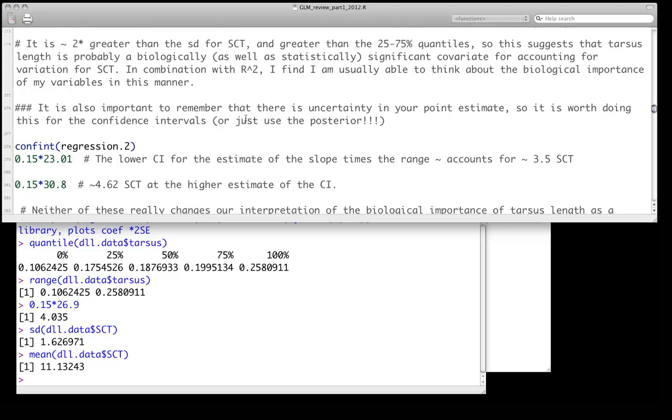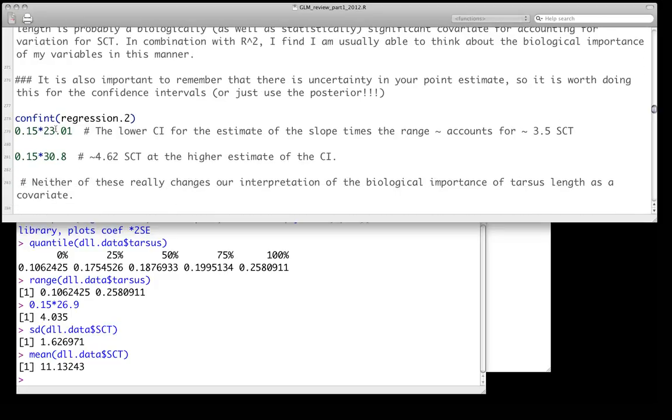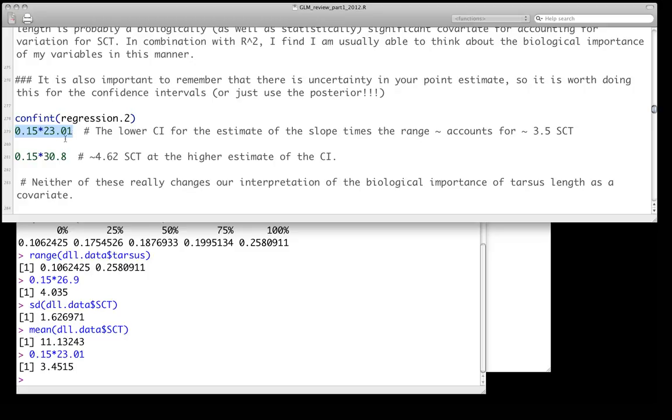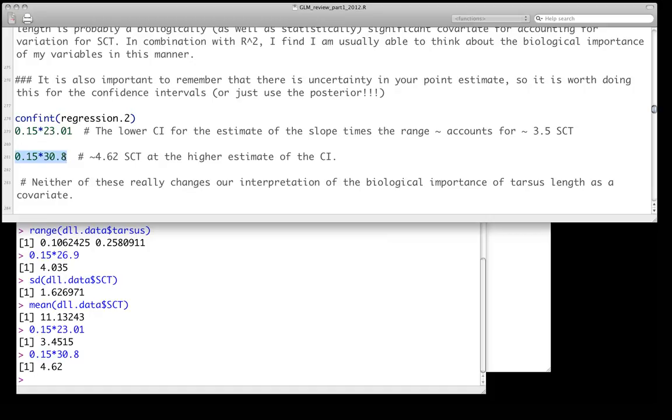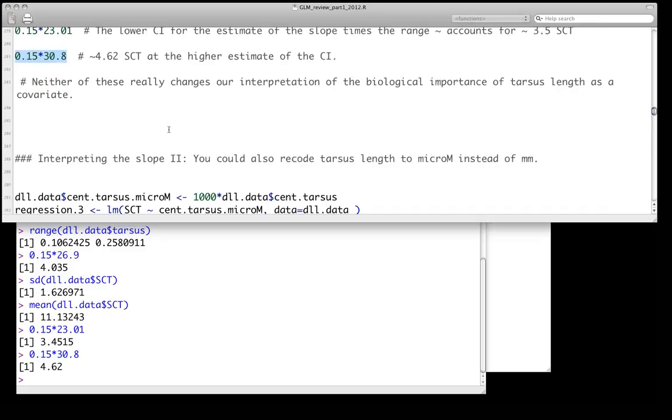So for instance, we can essentially use the confidence intervals for the slope, which go from 23 to 30, and we're going to multiply it by 0.15, which is the range of values. And so we're saying that the increase over the whole range of values for tarsus is somewhere between an increase of 3.5 to 4.5 sex comb teeth, essentially, or 3.45 to 4.62. It doesn't really change our biological interpretation of tarsus length as a covariate, but it gives us some indication of the uncertainty associated with that. Okay, so that's one way we can go about doing it.